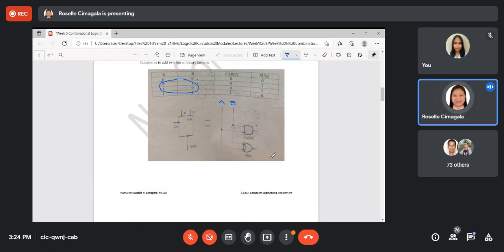So, na-substance ang half adder circuit representing this truth table. Question na ni?